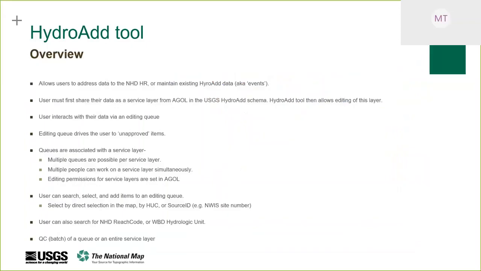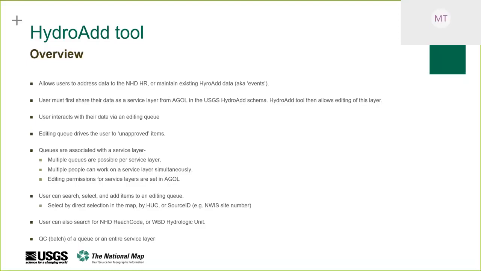The overview of the HydroAdd tool is that it allows users to address their data to the NHI high-res or maintain their existing HydroAdd data, what we know and love as events. As Al mentioned earlier, and also with the Hydrolink tool, you have to make your data available as a web feature layer from ArcGIS Online in the HydroAdd schema. Once you've got your data up there in the right schema, the HydroAdd tool allows editing of that layer.